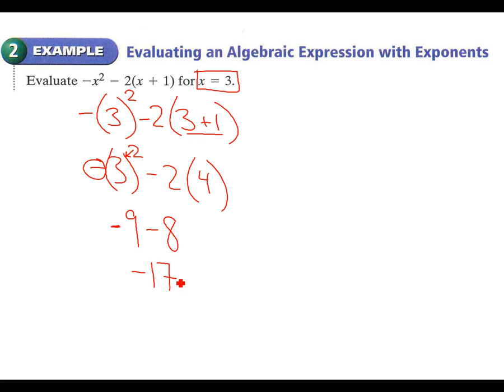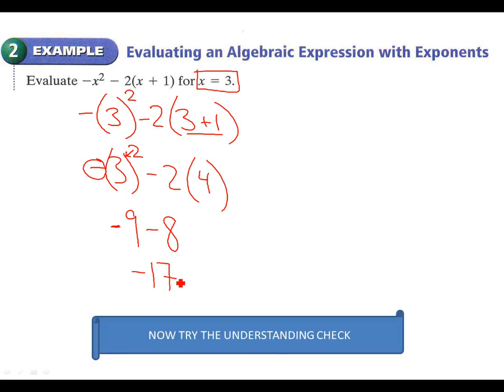All right? So be very careful when you're squaring or using any sort of exponent and you have negative numbers and parentheses. The negative has to be inside the parentheses to belong to the exponent. All right, you're up. Try the understanding check problem for example 2.